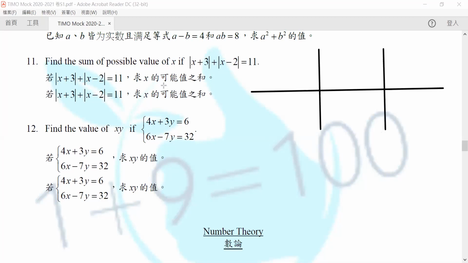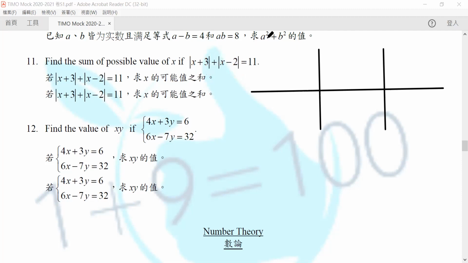Now, what exactly is this symbol? What exactly is this two-bar symbol? This is the absolute value. For whatever values within these two bars, we just take its magnitude, not its sign. For example, if x is smaller than negative 3, then x plus 3 is negative. Even then, we will give it a negative sign to change it from a negative number to a positive number.